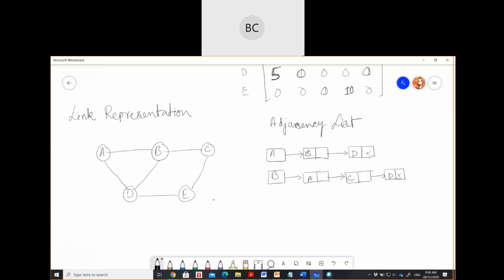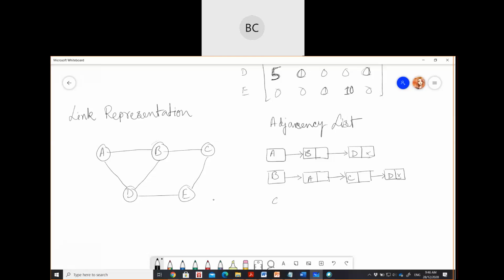It can be different. You can write A before, or you can write C or D. The sequence can be anything. It's just representing the adjacent nodes. It's not necessarily A, D, C or A, C, D. There is no sequence. You can write in any sequence. Just remember that all these nodes are adjacent to the node B.